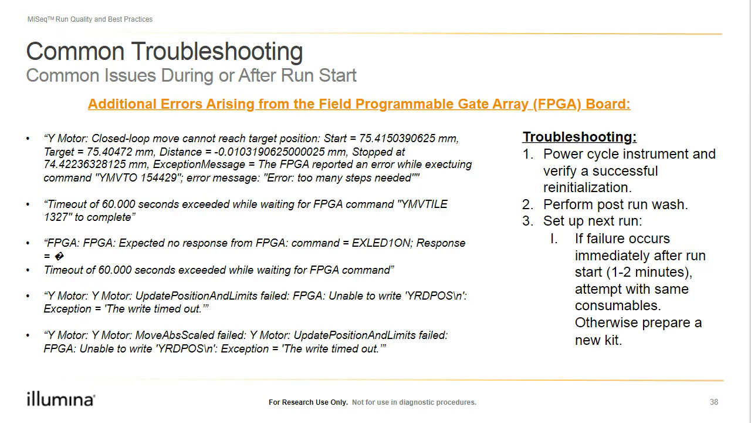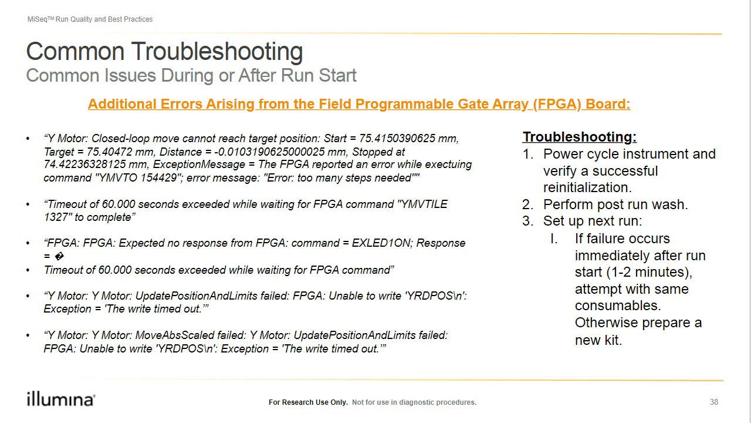As mentioned previously, there are many possible errors which can arise from the FPGA board, and we've listed a number of these errors here. While many may seem similar, these are all distinct issues. That being said, there are some common troubleshooting steps which are similar to the previously reviewed steps. We're going to want to power cycle the instrument and verify successful reinitialization to address any possible communications issues between the FPGA board and the instrument component.